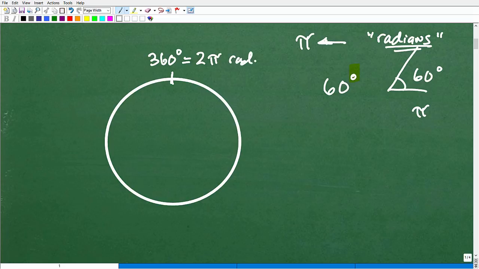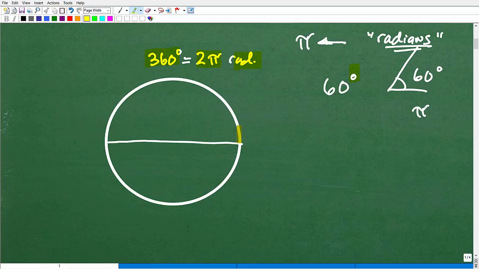So it happens to be that a circle is equal to 360 degrees, which is equal to 2 pi radians. So we have this relationship: 360 degrees is the same thing as 2 pi radians. That's what you need to know. Let's start a circle right here. If I go around, that is 360 degrees or 2 pi radians.